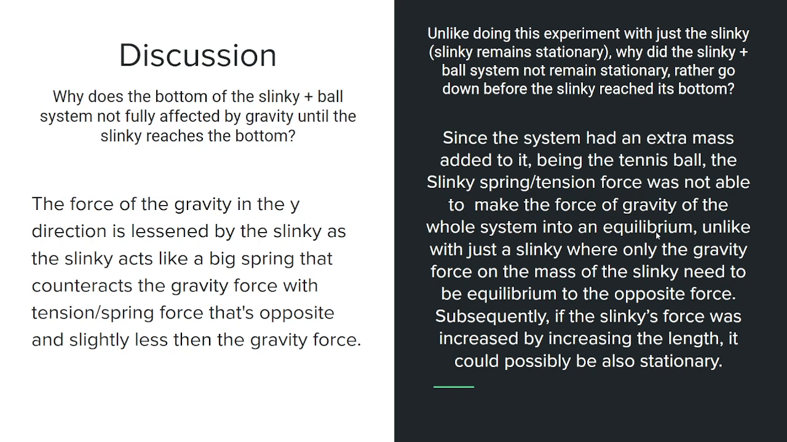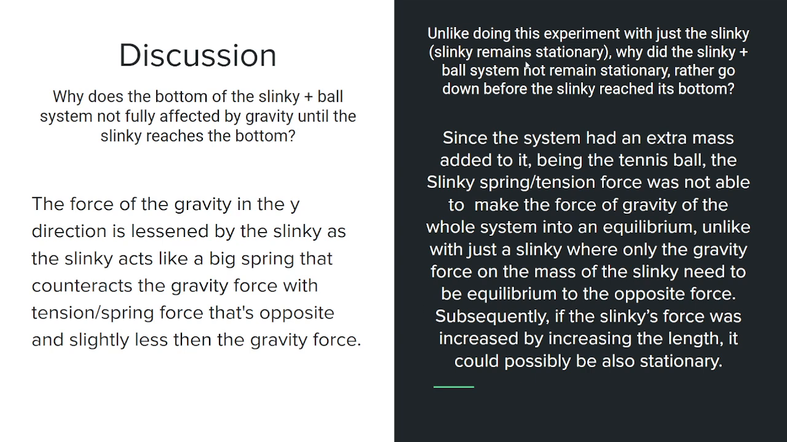Alright, the discussion. Why is the bottom of the slinky plus ball system not fully affected by gravity until the slinky reaches the bottom? The force of gravity in the y direction is counteracted by the slinky, as the slinky acts like a big spring that counteracts the gravity force with a tension/spring force that's opposite and slightly less than the gravity force. It has to be slightly less because if you see the observation again, the ball is going slightly below and below, which means that the forces are not in equilibrium, which means that the gravity force is greater than the spring force.